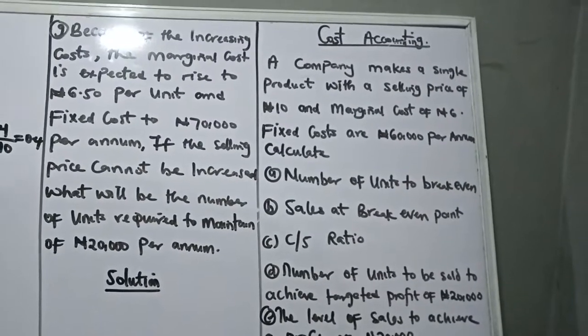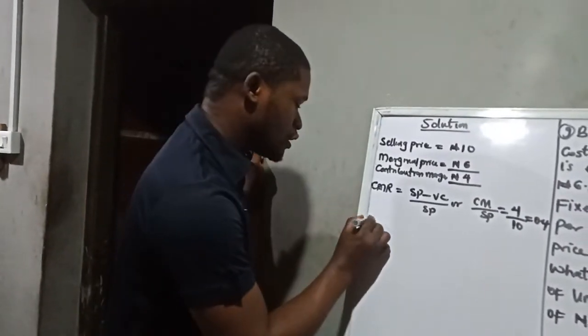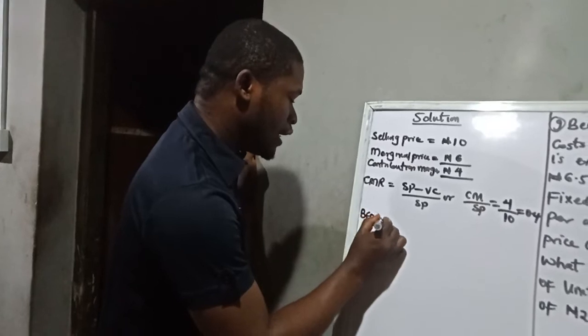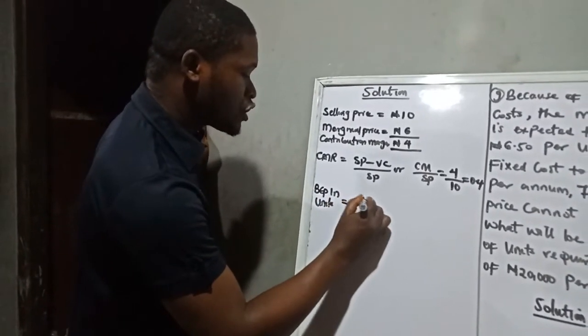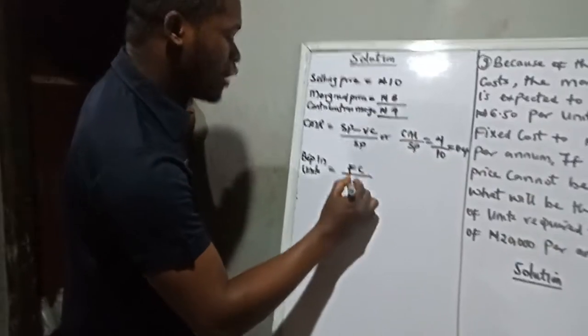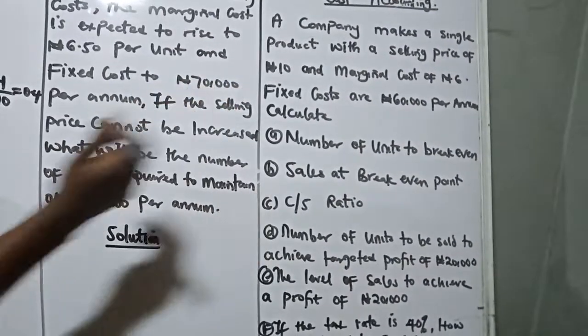Now with this, I can solve for A. A says the number of units to break even. So what the examiner is saying is actually to calculate the break even point in units. And the formula is fixed cost over CM. So what is our fixed cost? We have it as 60,000 naira.